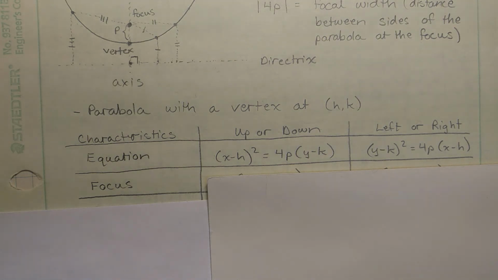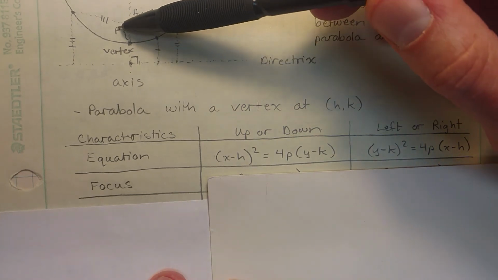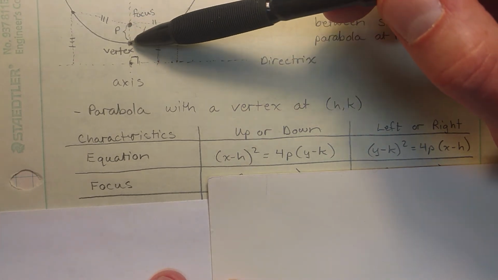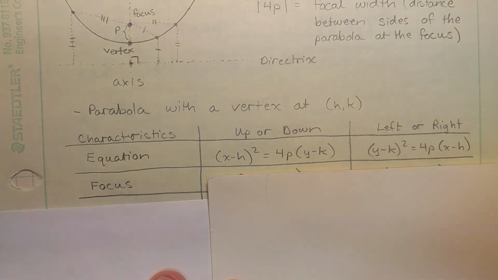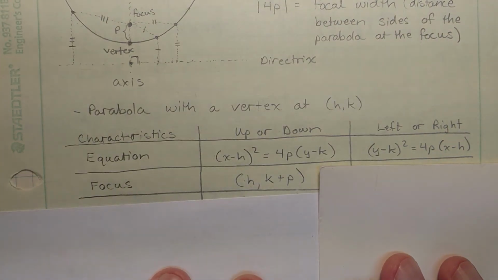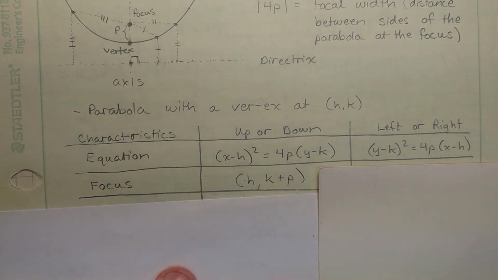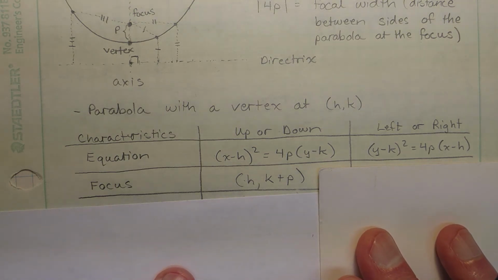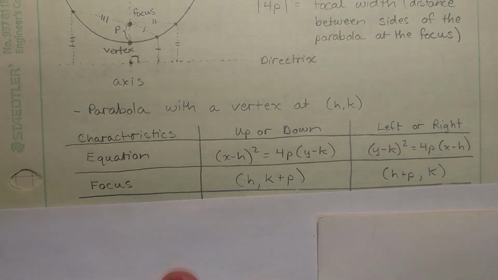Okay, so for the focus, notice if it opens up or down, the focus is merely p away from the vertex, but the x-coordinate does not change. The left or right doesn't change, it just adds p to the y. So the focus, the h stays the same, the x-coordinate of the vertex, and we simply add the p to the k, to the y-coordinate of the vertex. And if it goes left or right, it's exactly the same, except we add the p to the h. So it's (h plus p, k).